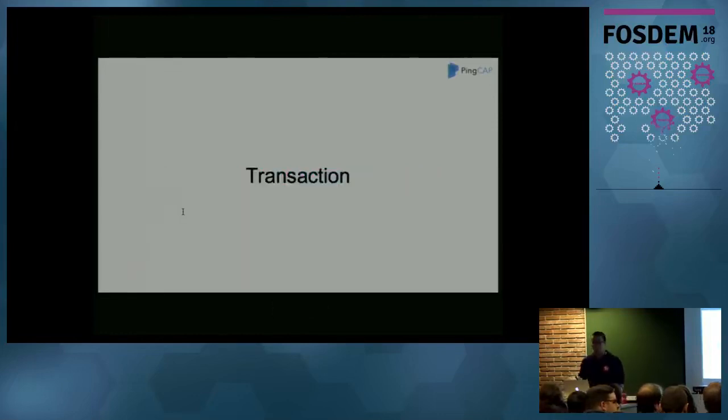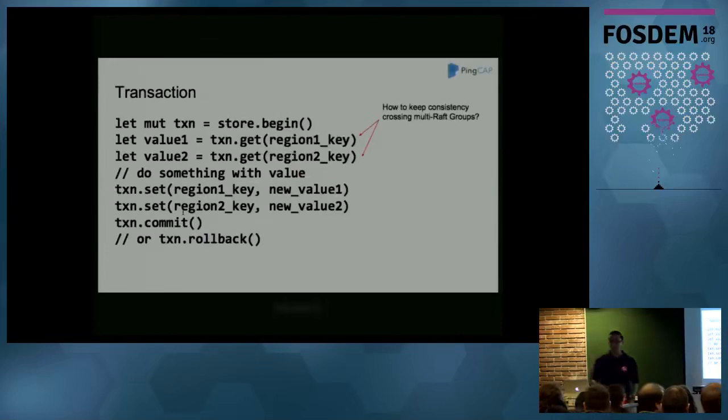Now we have multi-Raft to support data horizontal scalability, but another problem is distributed transactions. Let me consider the following case. For example, for a bank transfer, if you want to transfer some salary from account A to account B, but unluckily both A and B are on different nodes, so here we are in different multi-Raft groups, and we need to solve the problem of how we can keep data consistency across multi-Raft groups.